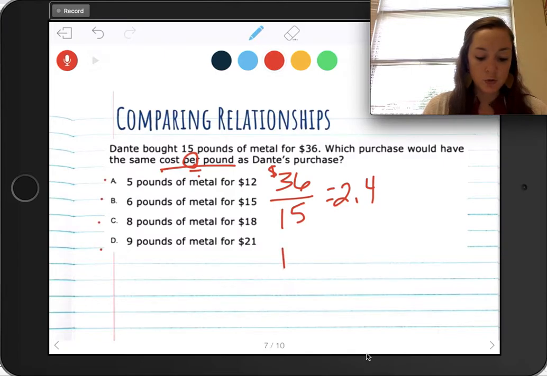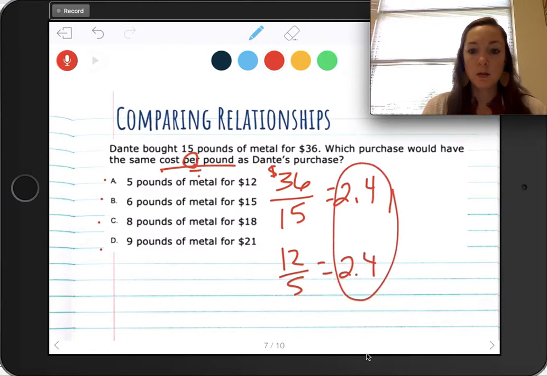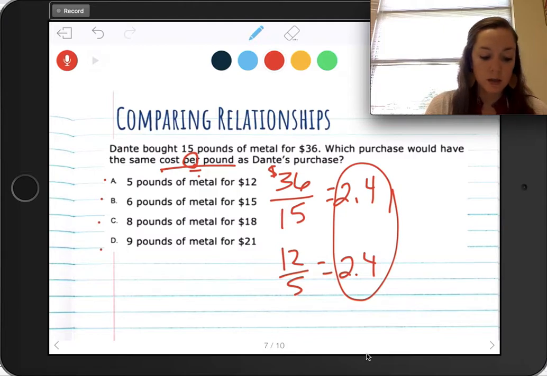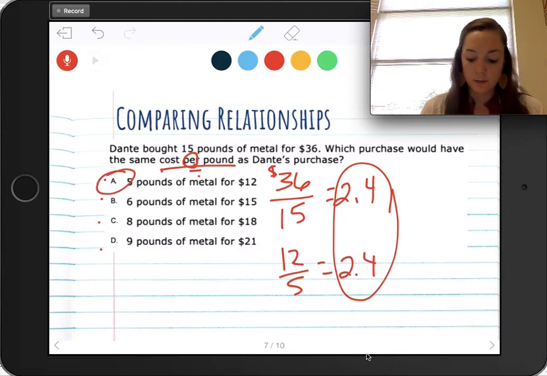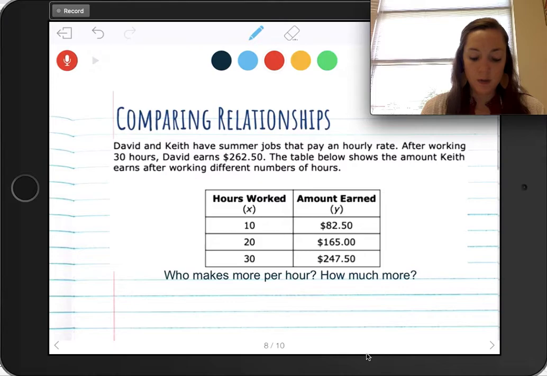and divide them out. 12 divided by 5 actually gives me 2.4. These have the same unit rate or constant, so we know that A is our answer. So you're always looking for the constant of proportionality, or unit rate.